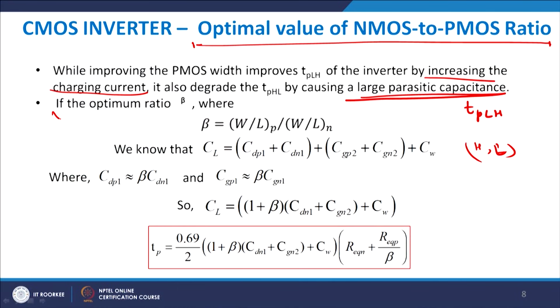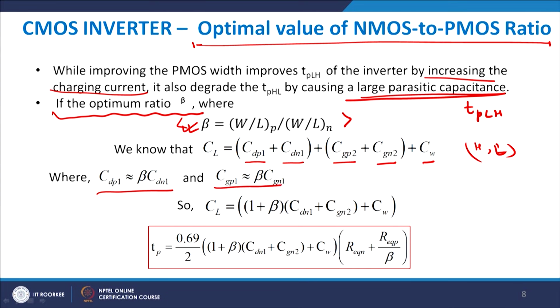So, let us suppose I optimize it by a factor known as beta, and we assume beta equals W by L of P divided by W by L of N, right. Now, we know that CL equals the diffusion capacitance of P1 plus the diffusion capacitance of N1 plus the gate capacitance of P2 and the gate capacitance of N2 plus the wiring capacitance, which we have seen just now. Now, what we do is obviously CdP1 will be beta times CdN1. Why will it be CdN1?